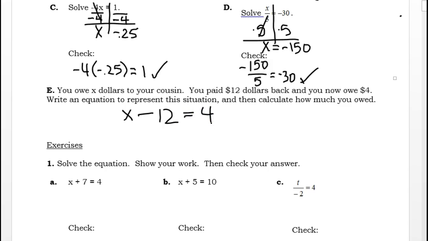So if we want to figure out how much we owed in the first place, let's unpay back 12. Let's add that 12 back to the total that we currently owe, and originally we owed him $16.